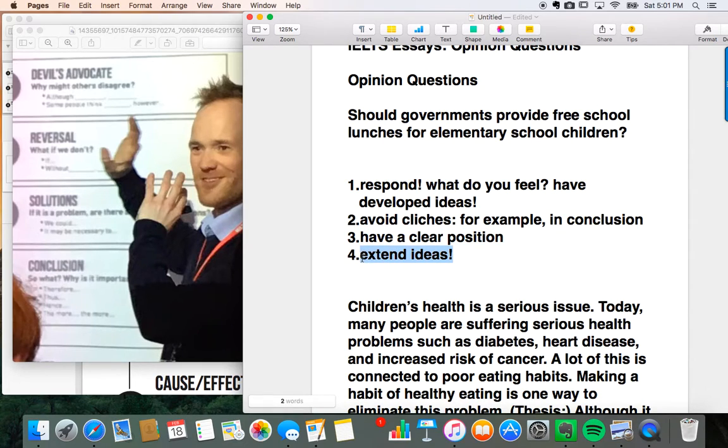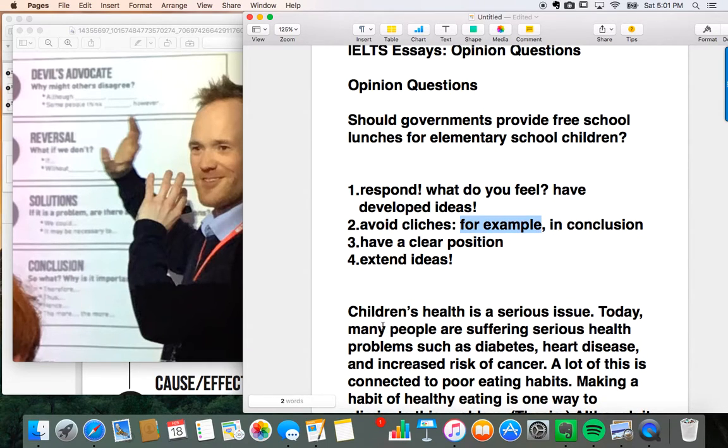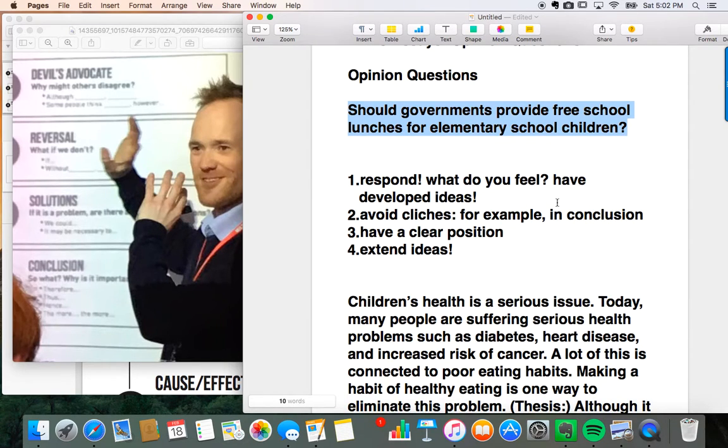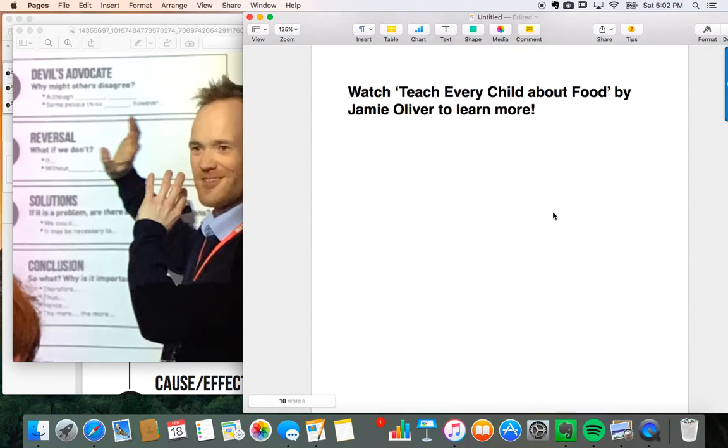And finally, extend your ideas. Now, I said avoid "for example." I will show you a good way to extend ideas. Now, to answer this question, should governments provide free school lunches for elementary school children, you may say, I don't know, I have no opinion. I will cut down to the bottom.